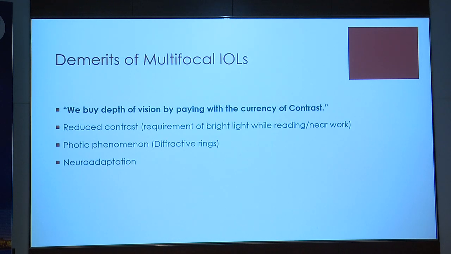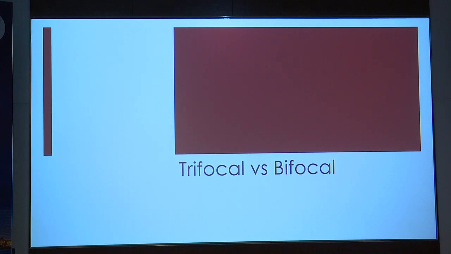That's where a multifocal lens scores. But the demerits are, of course, as Warren Hill says, we buy the depth of focus by paying with the currency of contrast. He's going to have slightly reduced brightness overall, that waxy vision, which is here to stay. And because of the diffractive rings, there would be some amount of photic phenomena which would, subject to neuroadaptation, wane over time.